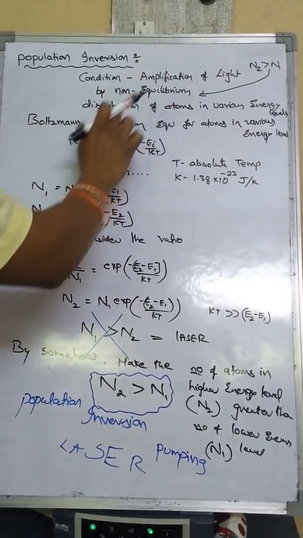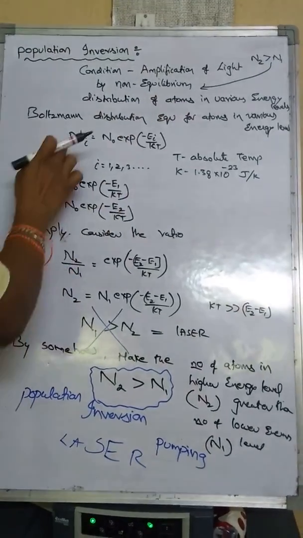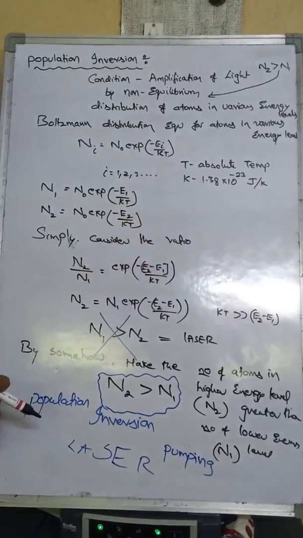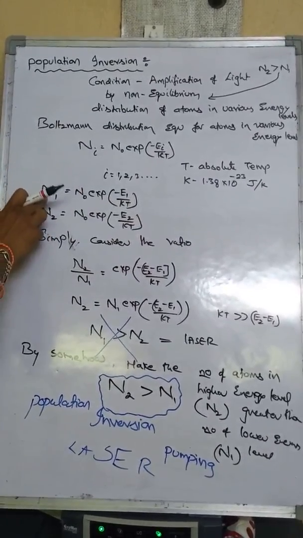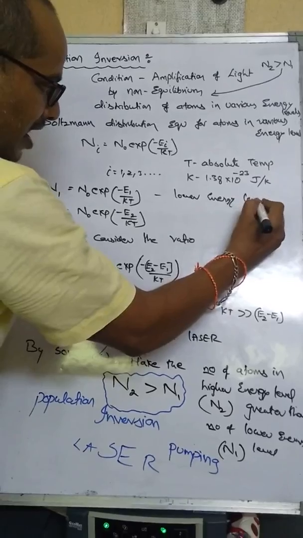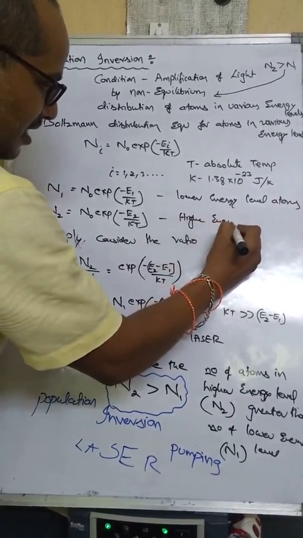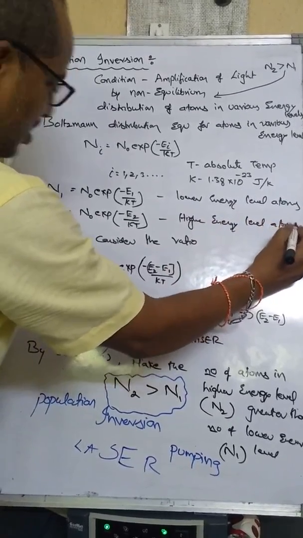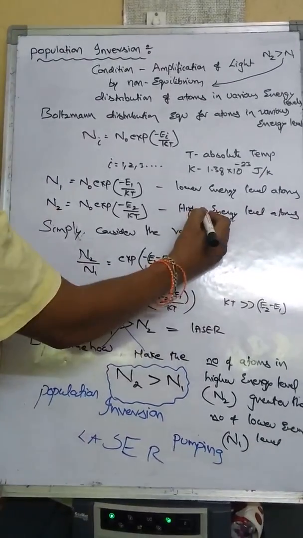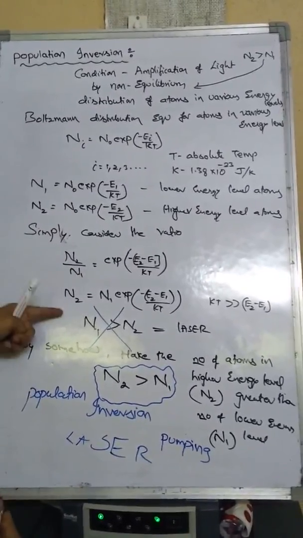That distribution of atoms is governed by the Boltzmann distribution law, given as Ni is equal to N0 exponential something, where T is the absolute temperature and k is the Boltzmann constant. With this equation, I considered the number of atoms in the lower energy level and also the higher energy level atoms. So these are the two equations: N1, the number of atoms in the lower energy level, and N2, the number of atoms in the higher energy level. Simply, I calculated the ratio, N2 by N1.